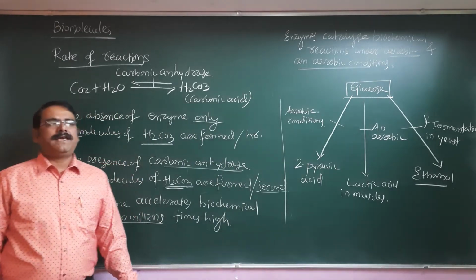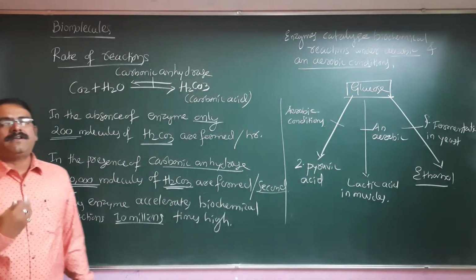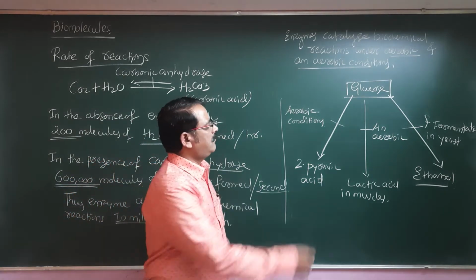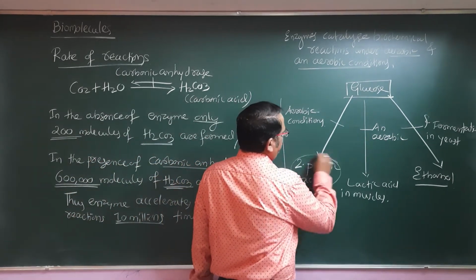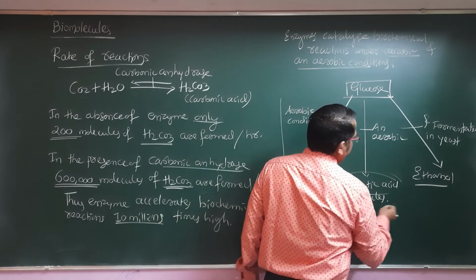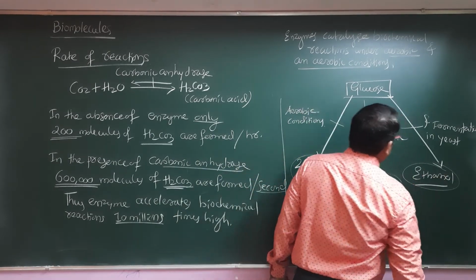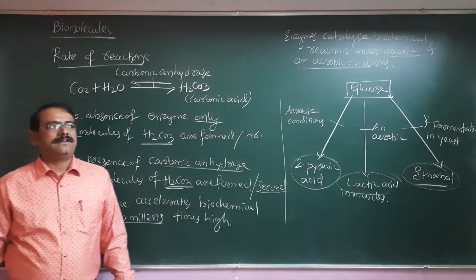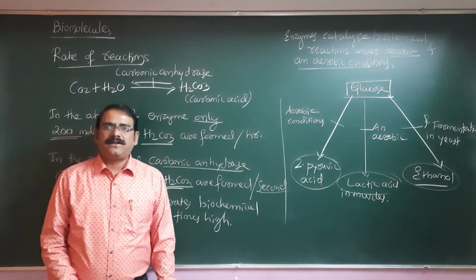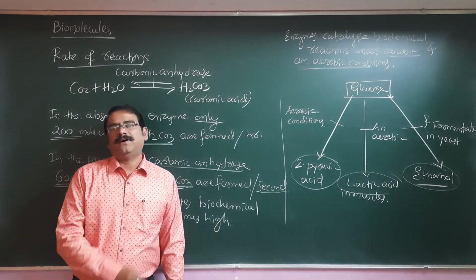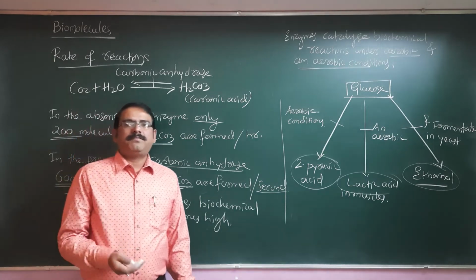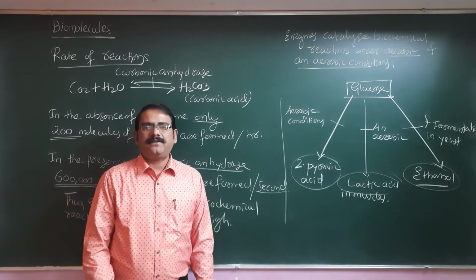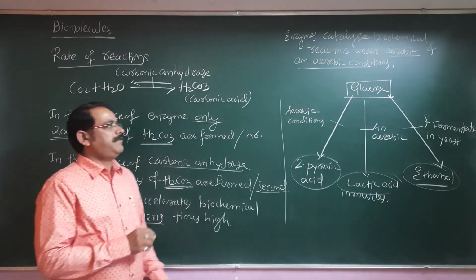This is what we talk about. The rate of reaction depends on the conversion of a substrate into a product, right? So now glucose is a substrate, but the product can be pyruvic acid, lactic acid, or ethanol or alcohol also. Thus we can say that the rate of reaction depends on the amount of product produced per given unit of time. This is what we mainly say is the rate of reaction.